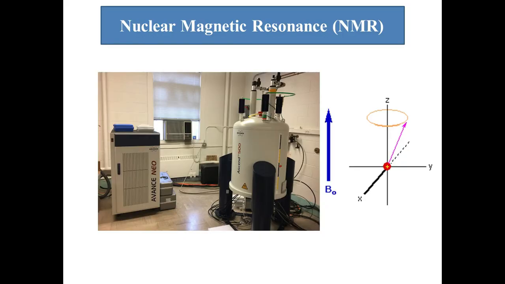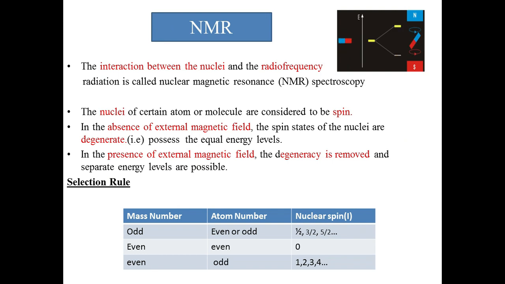Another important spectroscopy is nuclear magnetic resonance, NMR. This is the instrument of the NMR spectroscopy. This spectroscopy is used to find out how many carbons are present in your molecule and how many hydrogens are present in your compound. We can easily find out the structure in the solution state. So this is for the NMR.